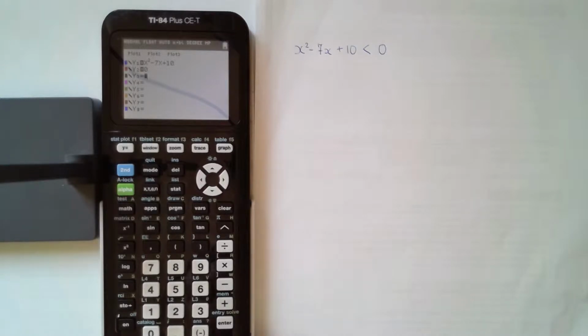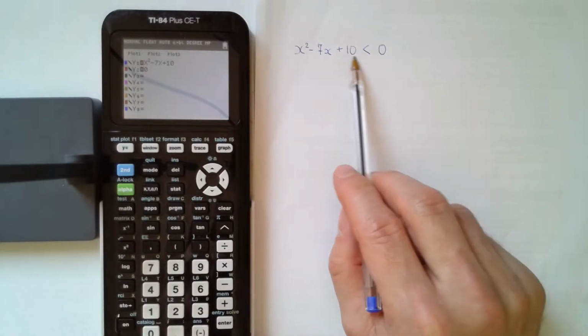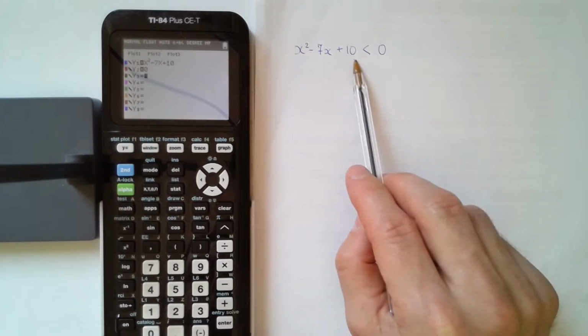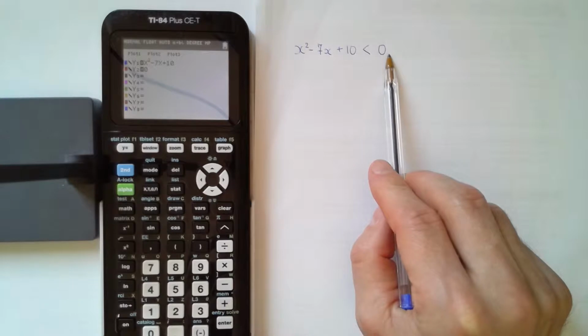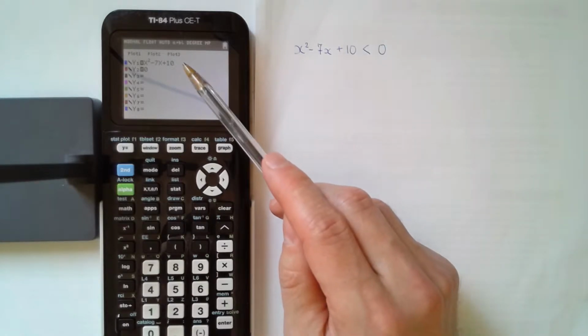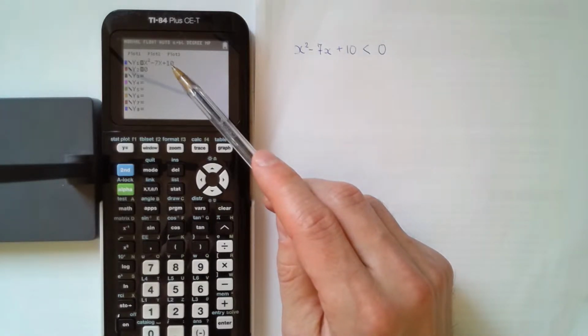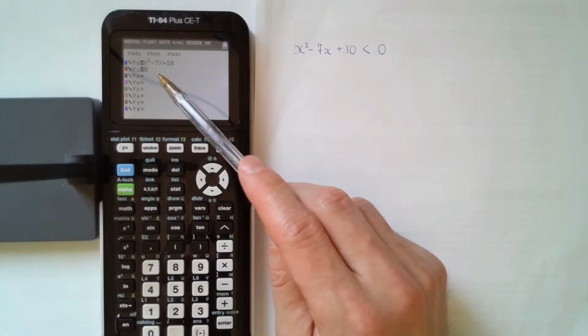Hi, I would like to show you how to plot inequalities on your TI-84, or how to solve inequalities on your calculator. Firstly, we're going to be looking at this type of inequality. This is our quadratic inequality, where this side is less than 0. In order to use your graphical calculator to solve this, we need to set this up in the following way. This is our left hand side, and this is our right hand side of our inequality.